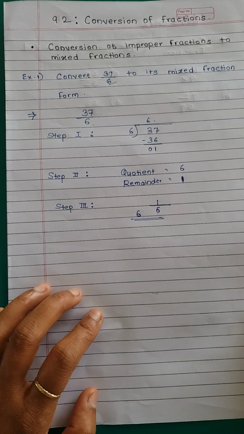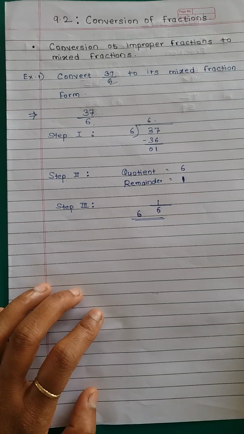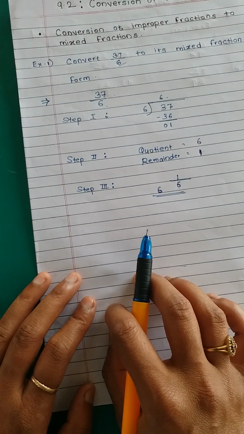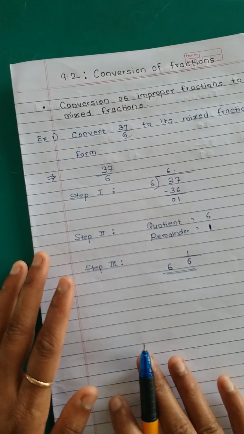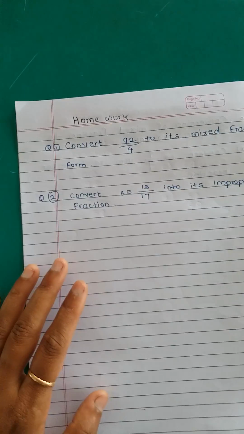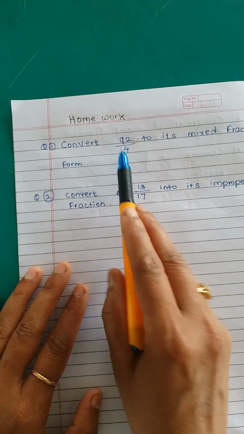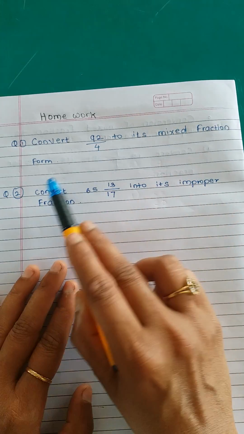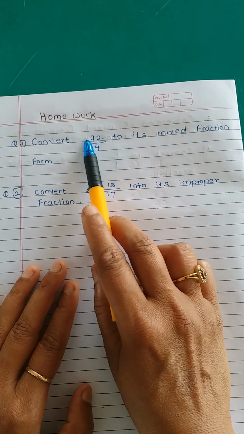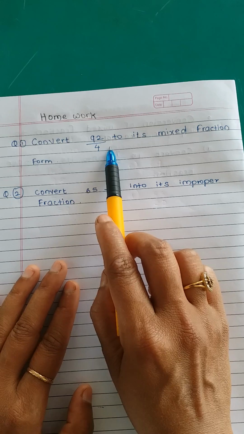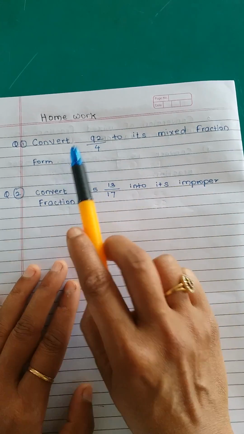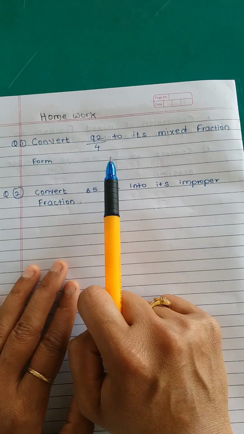How to solve to convert improper fraction to mixed fraction? Okay? Right? Okay. So, now I want to give you homework. What is the homework? Can you write down? Yes, write down the homework. Convert 92 divided by 4 to its mixed fraction form. Again, 92 divided by 4 is your what? Improper fraction. And this improper fraction we have to convert into mixed fraction form. So, can you do it, my dear students?